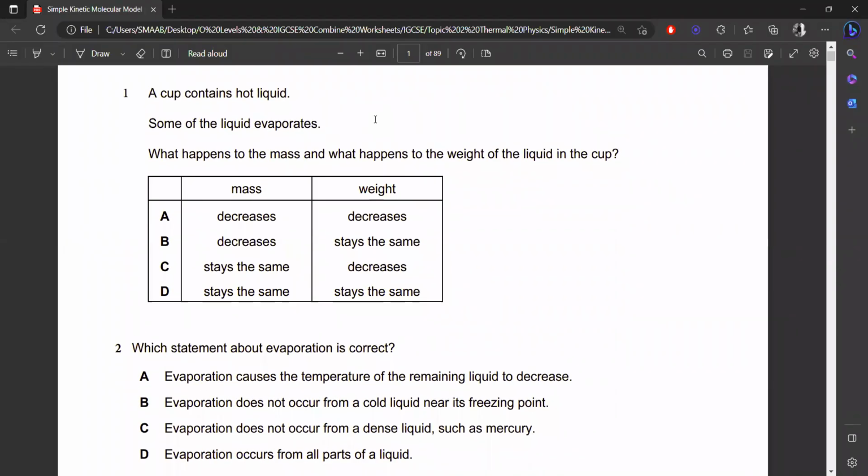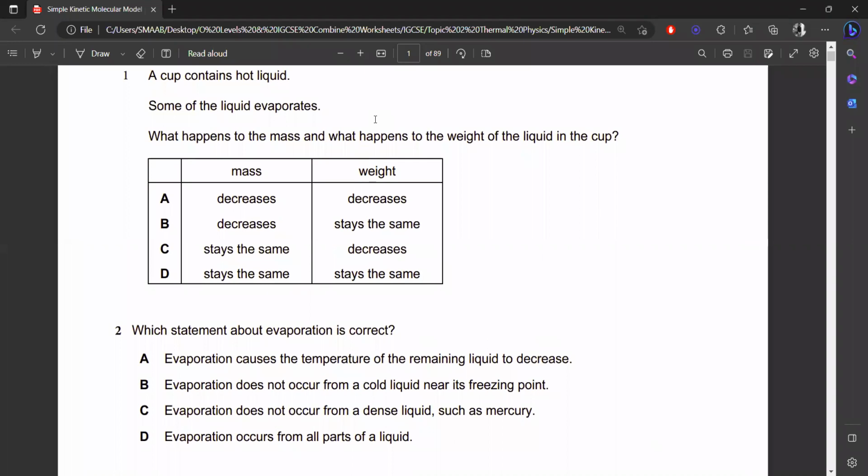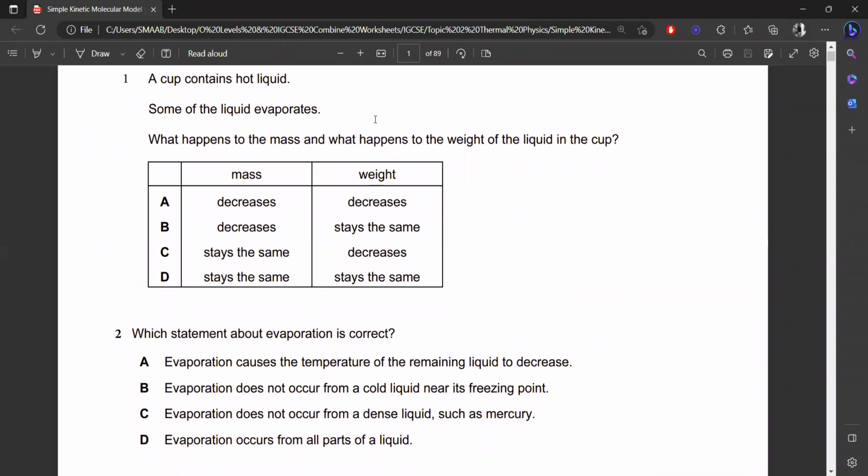So starting from the MCQ, a cup contains hot liquid. Some of the liquid evaporates. What happens to the mass and what happens to the weight of the liquid in the cup? Mass stays the same, weight decreases? Yes, mass stays the same and weight decreases.